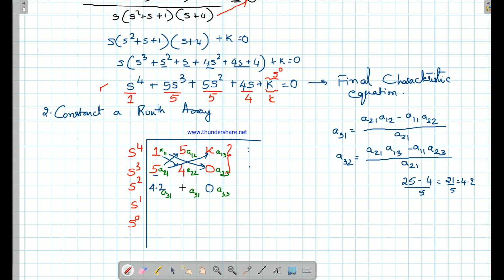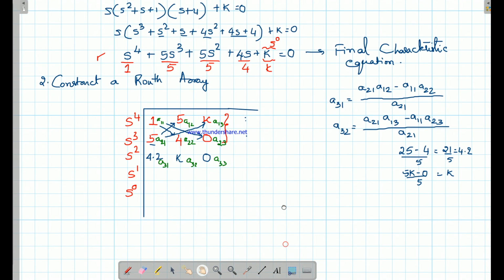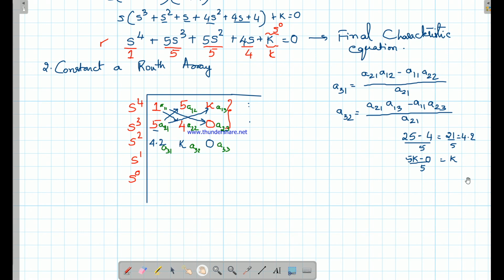Coming to this value, A32 is 5 into k, which is 5k, minus 1 into 0, which is 0, divided by 5. So it is 5k by 5, which will be equal to k. Okay, now coming to the next row. We found the third row. Now we need to find out the row of s power 1.